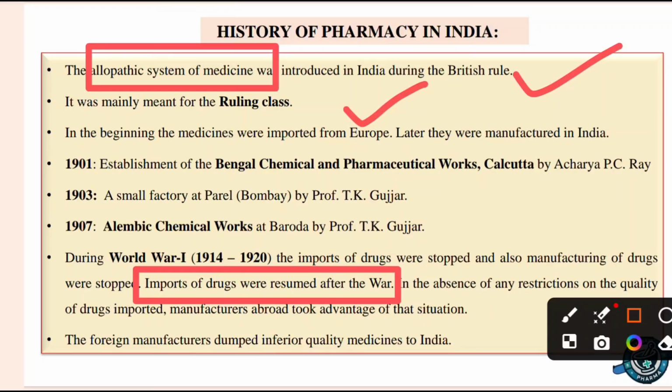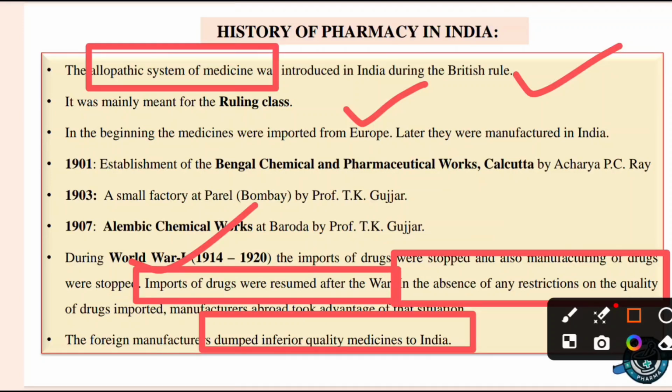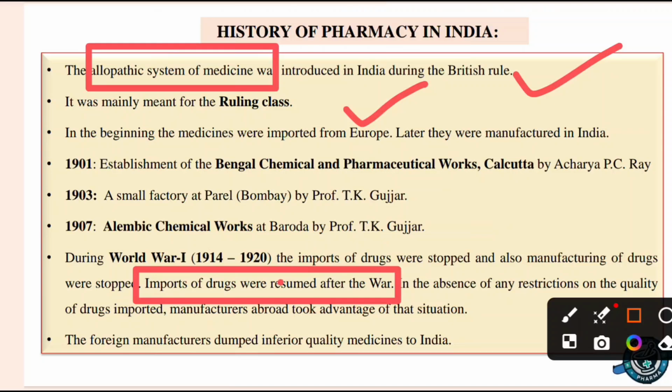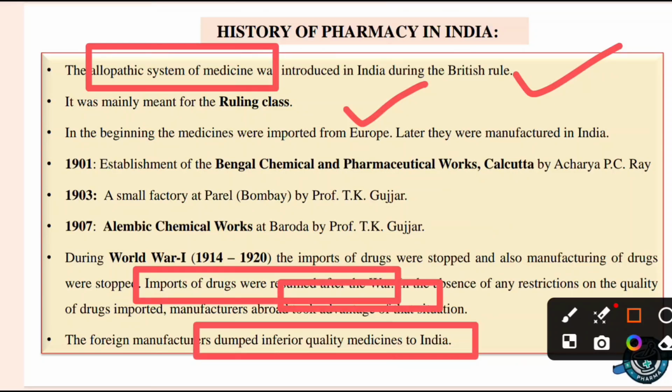But the war basically affected the rules and regulations on medicines imported or manufactured in India. After the war, the import of drugs resumed, but in the absence of any restriction on the quality of drugs, the foreign manufacturing companies took advantage of that situation and dumped inferior quality medicine in India. The rules and regulations were not maintained. Clear? So our country again faced many problems.